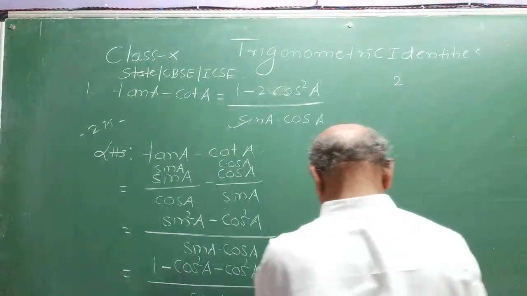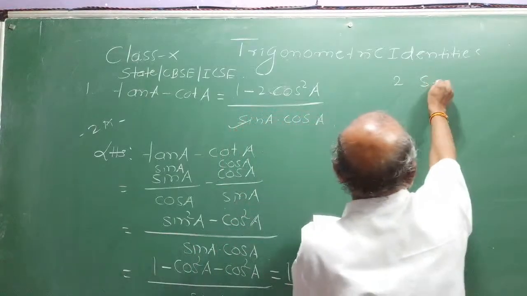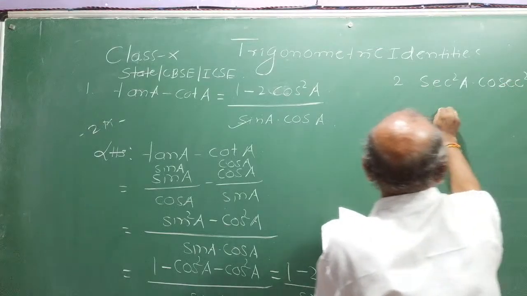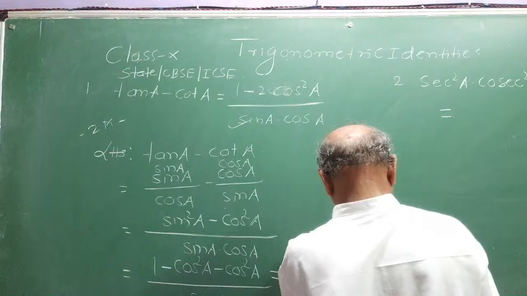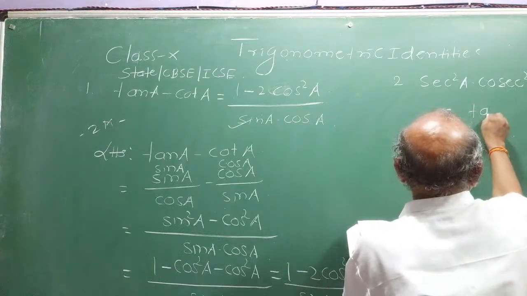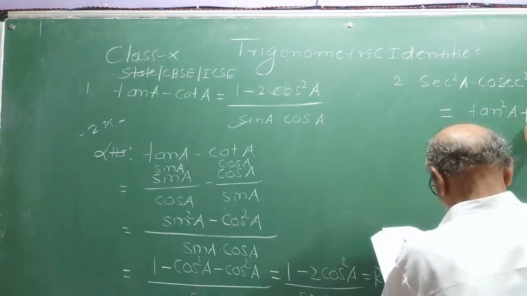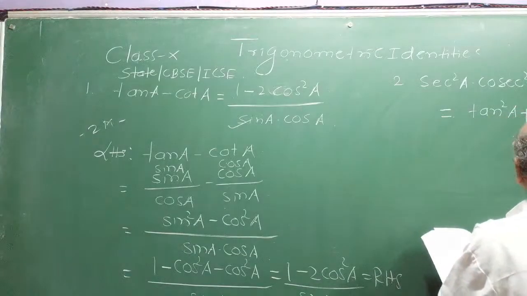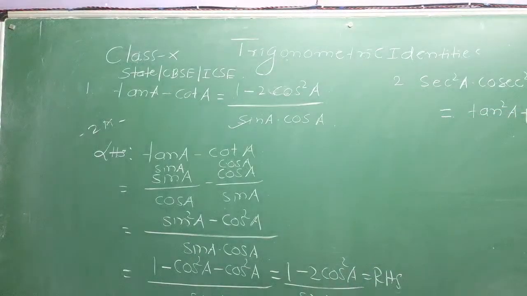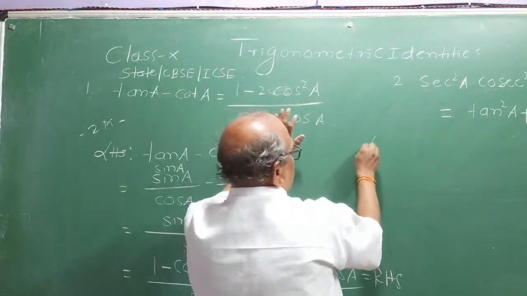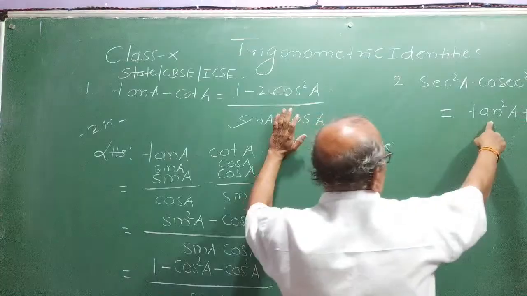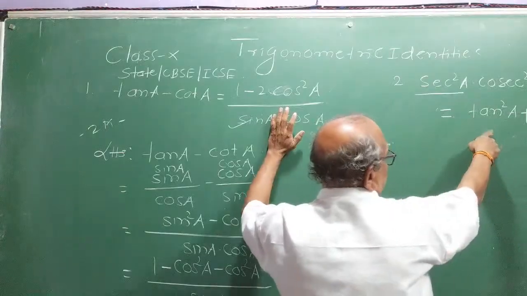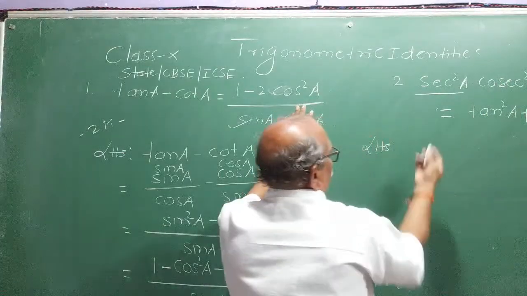The problem is sec square A into cosec square A is equal to tan square A plus cot square A plus 2. Again, an easy question. You can start from LHS. Recall the identities. The RHS is in tan square A. You know how to express sec square A in terms of tan square A. The hint is to express sec square A in terms of tan square A and cosec square A in terms of cot square A. You can easily get it.